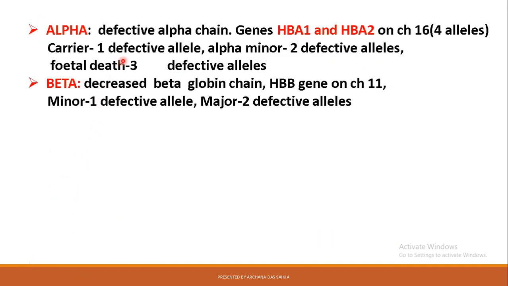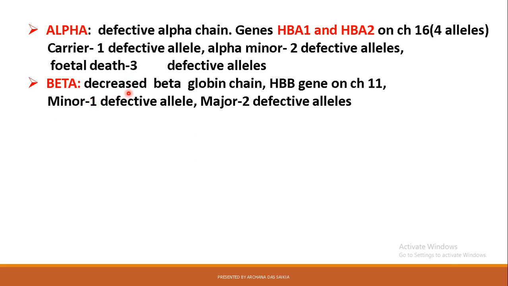So here are the 2 types, alpha and beta thalassemia, summing up everything now. Alpha thalassemia: defective alpha chain, genes responsible HbA1 and HbA2, located on chromosome 16, which has 4 alleles, 2 each. If 1 defective allele, it will be a carrier. Alpha minor if 2 defective alleles. If 3 are affected, it may lead to fetal death, that means the fetus may die before birth.